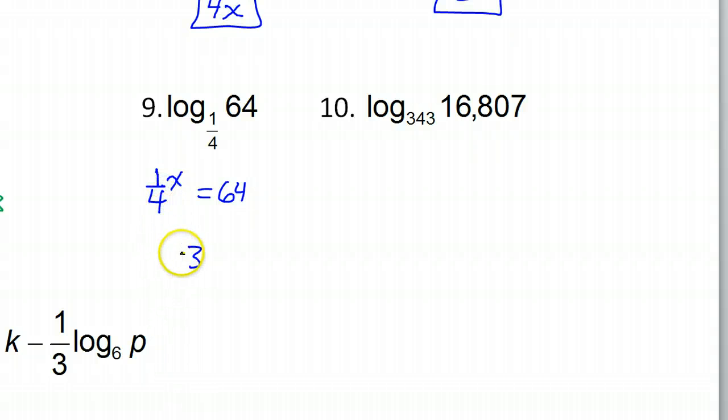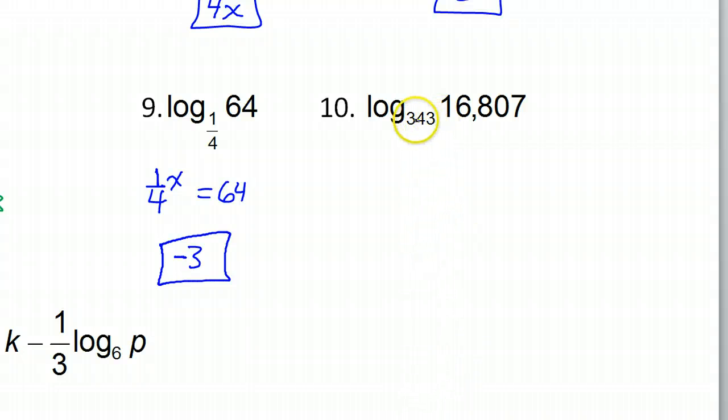Alright, because it's 1/4, we would need this to be -3 in order to do the reciprocal of this and make it into a 64. Alright, so -3 is the answer.